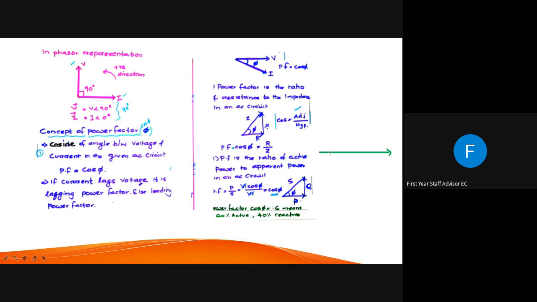In industry you will have a lot of motors, so those are also inductive loads. There are not many capacitive loads available. Most of the loads and applications are inductive. So what will happen is there will be a combination of resistance and inductance, and the current will always be lagging behind the voltage. So I can draw like this.